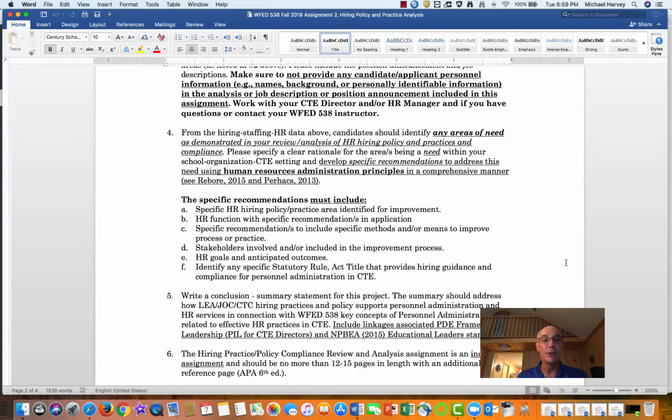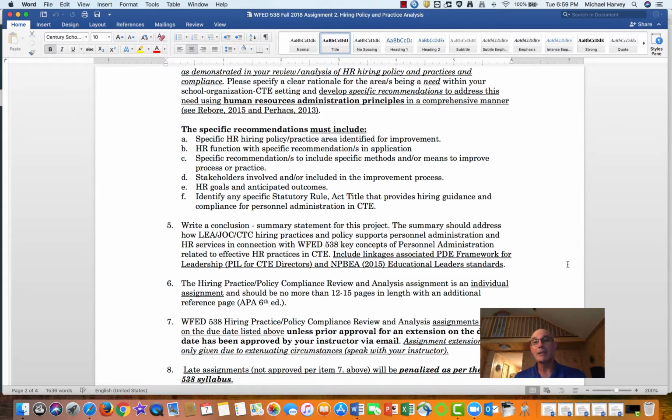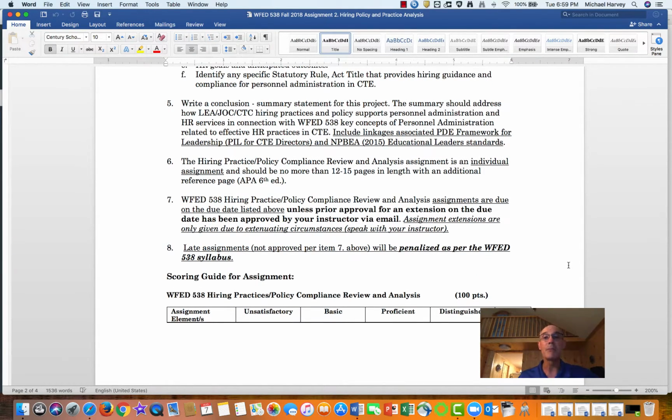It could be any other area that you see as a need identified as an area for improvement in your review. In this particular case, then you need to take a look at the HR function and provide a specific series of recommendations in application. The recommendations should include specific methods or means to improve the process, HR goals and the anticipated outcome, and then are there any statutory rules, acts, guidance elements, regulations that you would align with this so that best practices are perceived. Also in this, you need to write a concluding summary statement.